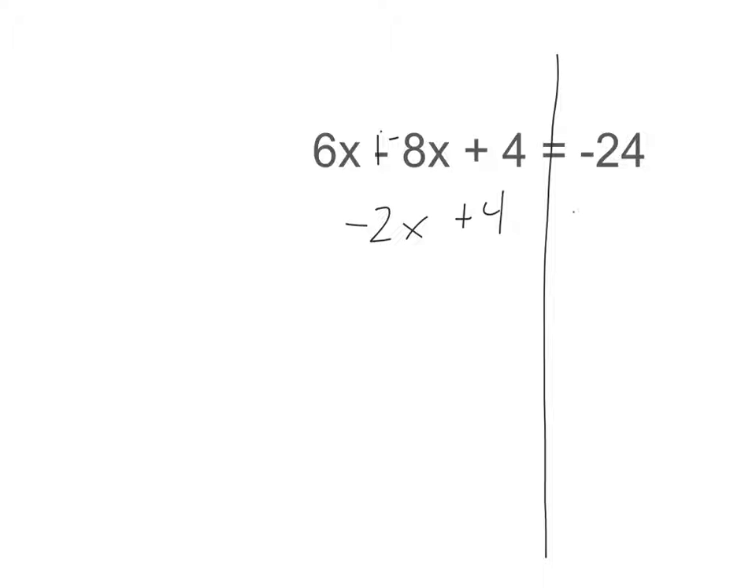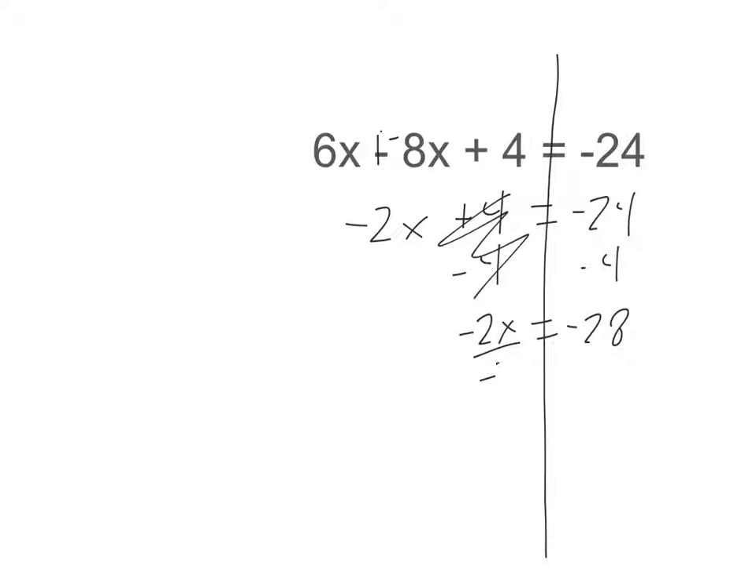Okay, same thing with the negative 24. There's nothing to combine it with, so it just stays there. So my new equation is negative 2x plus 4 equals negative 24. Now it's a simple two-step equation I can solve. I minus 4, or add negative 4, that's gone. And now I get negative 28 equals negative 2x.